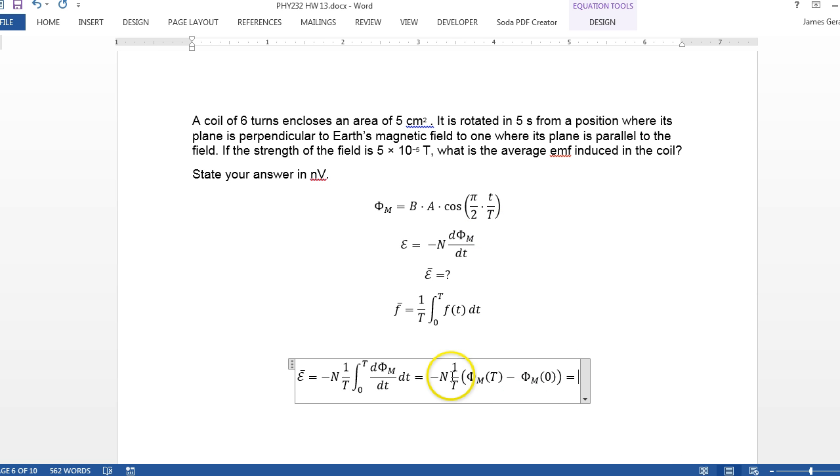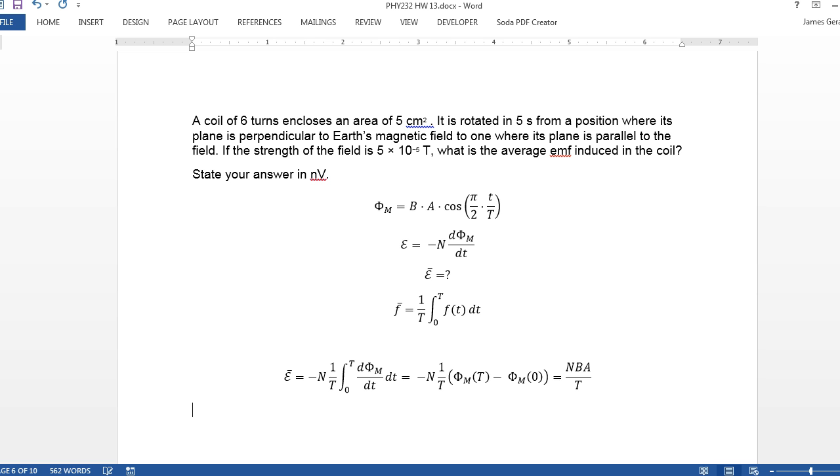We've got this minus sign and that minus sign. They cancel out. And so we end up with NBA over T as the average EMF induced over that period of time. And there you go.